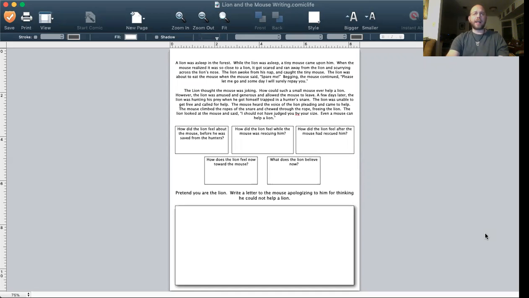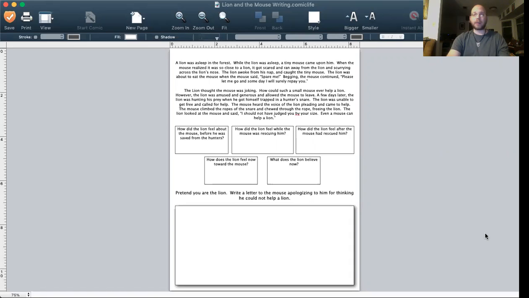It says, a lion was asleep in the forest. When the lion was asleep, a tiny mouse came upon him. When the mouse realized it was so close to the lion, it got scared and ran away from the lion, scurrying across the lion's nose. The lion awoke from his nap and caught the tiny mouse. The lion was about to eat the mouse when the mouse said, "Spare me!" Begging, the mouse continued, "Please let me go, and someday I will surely repay you."